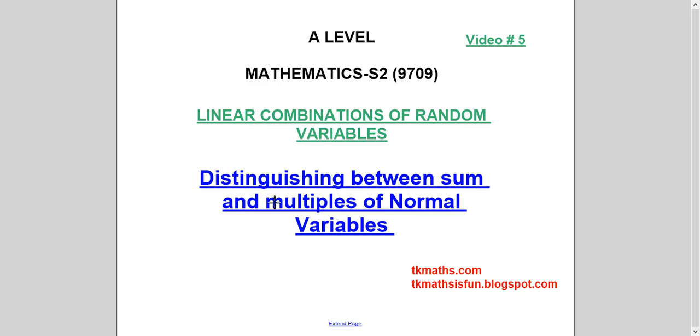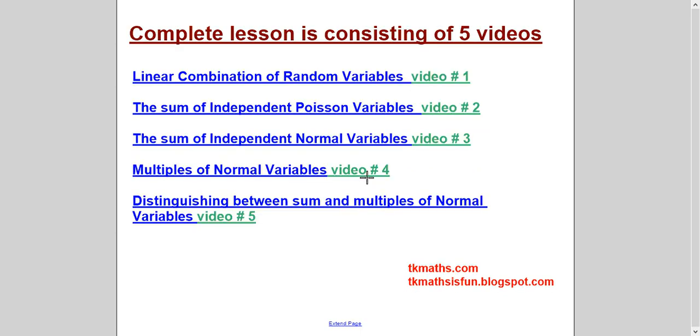Today we are going to do the last topic of linear combination of random variable, the last concept. This is video number 5 and the concept is distinguishing between sum and multiples of normal variable. We have seen in the previous 4 videos these concepts: linear combination of random variable, the sum of independent Poisson variables, the sum of independent normal variables, multiples of normal variables.